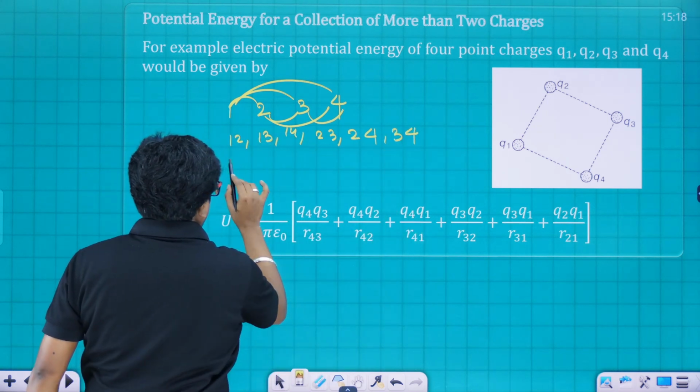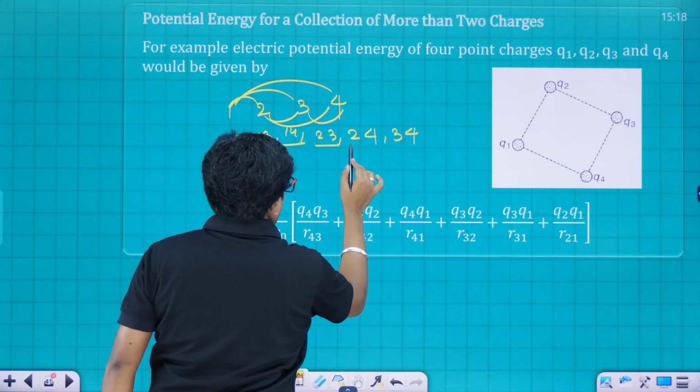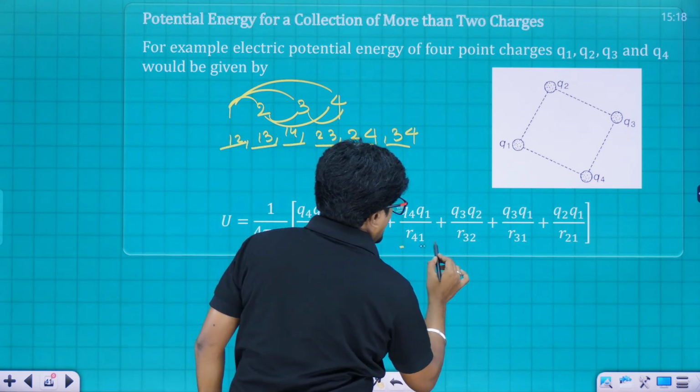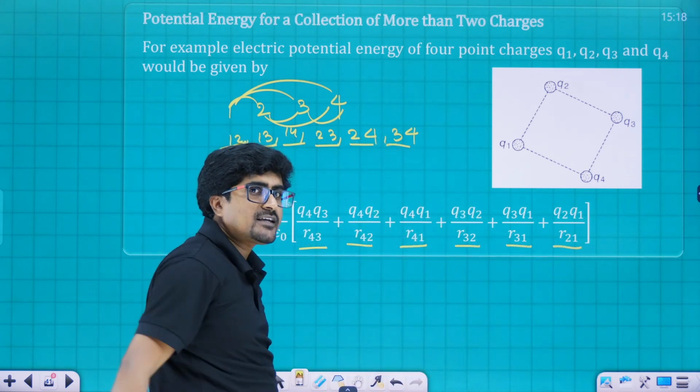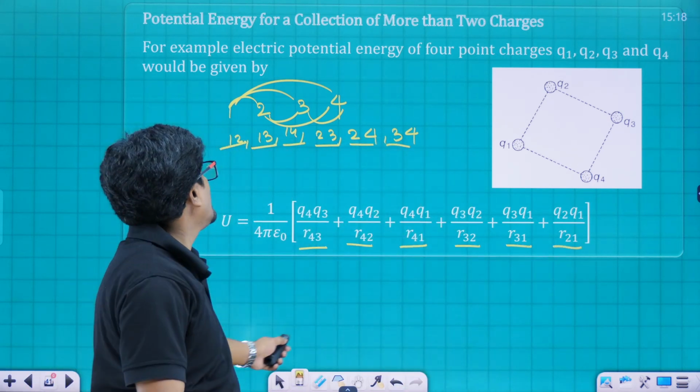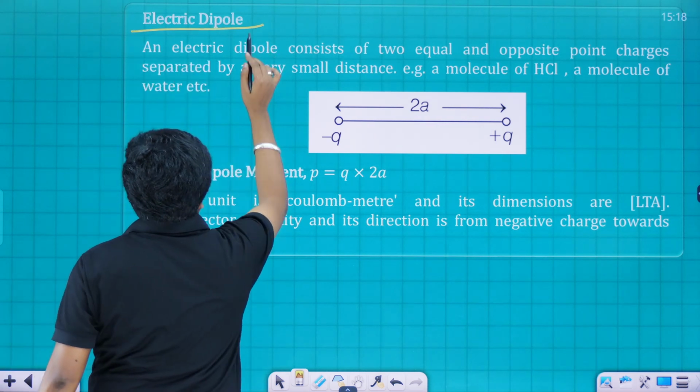3, 4. See, 1, 2, 3, 4, 5, 6. 1, 2, 3, 4, 5, 6. Exactly the same. Alright, moving to the next, that is electric dipole.